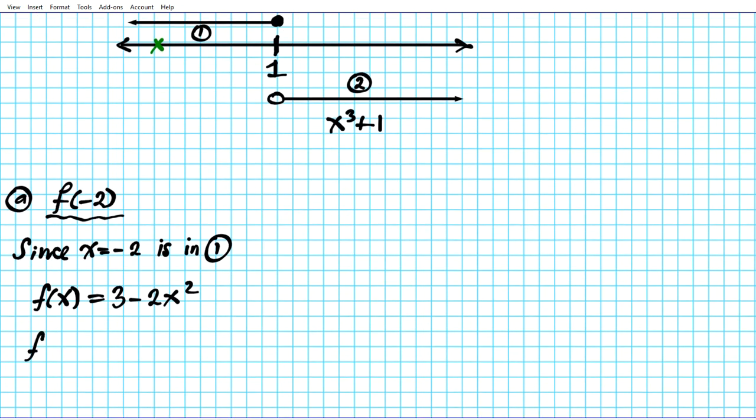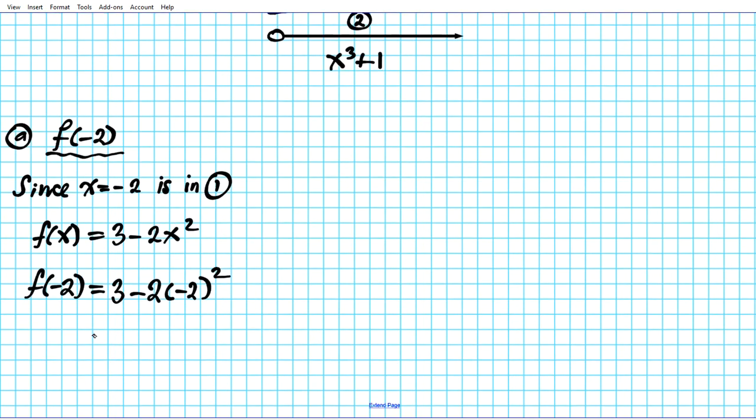Alrighty, so let's go ahead and evaluate the function at negative 2. So we have 3 minus 2 times negative 2 squared. And then just simplify using order of operations. So we have 3 minus 2 times negative 2 squared, which is positive 4. That gives us 3 minus 2 times 4, which is 8. And your final answer is negative 5. Alright, let's go ahead and advance to the B part.